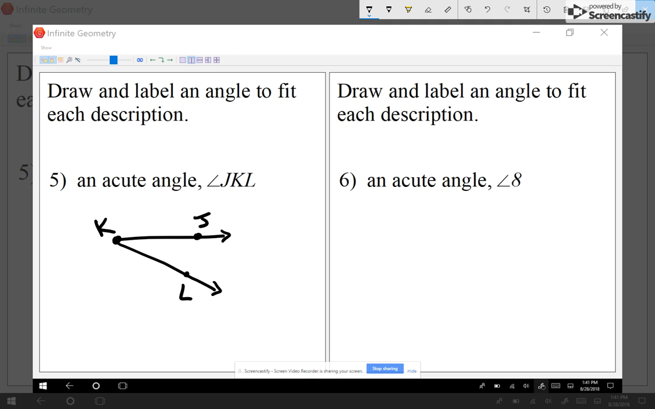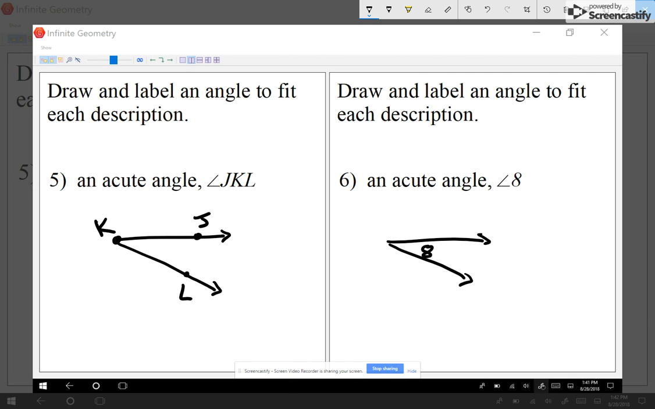All right, now looking at question number 6, it says for me to draw another acute angle. So let me draw an acute angle. Once again, less than 90. But in this case, I want it to be called angle 8. It's not 8 degrees, I'm calling it angle 8. So I'm going to put my 8 right there. So I'm calling it angle 8.